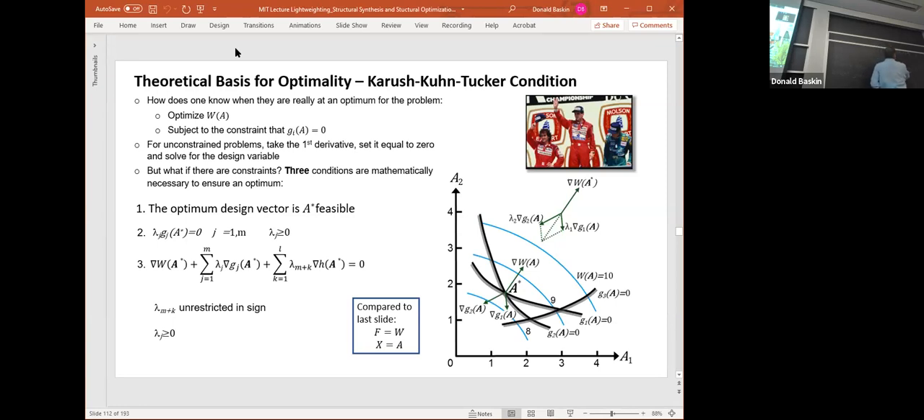If we go past this point, we go up here somewhere. Let's say we go to here. The gradient of g of x is this way, and the gradient of f of x is now like this one.